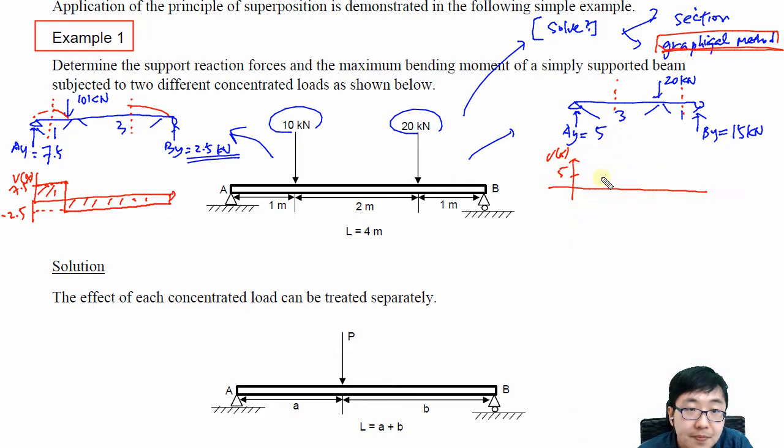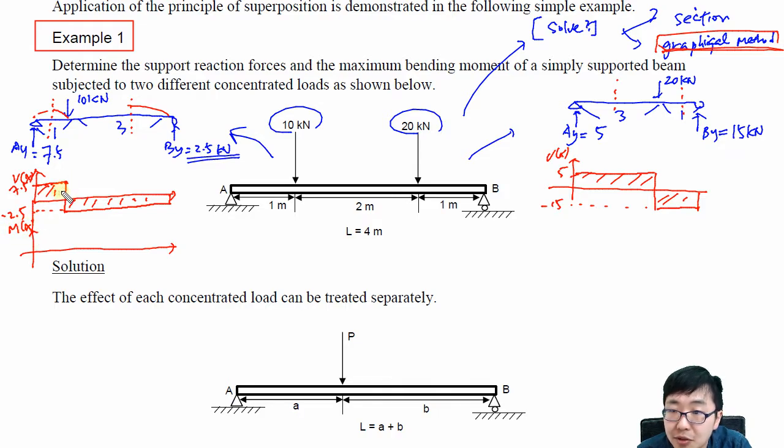In this case, if you try to plot it, then 5 is here, move to the right, and 20 down, so this should be negative 15, and move to the right again till the end we have 15. So this is the shear force diagram. So how to plot the bending moment diagram?